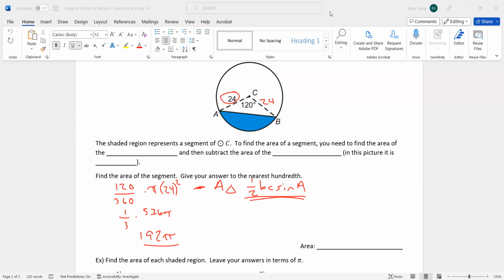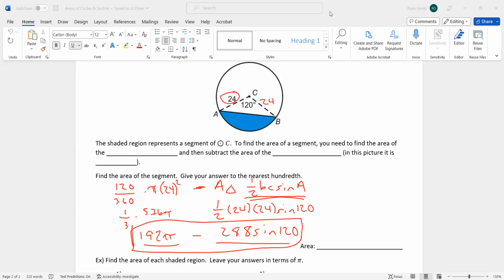I have two sides and the angle between them. So the area of this triangle is 1/2 times 24 times 24 times the sine of 120. All right, I'm not going to round until the very end. So I'm going to do 24 times 24 and then divide that by 2. I get 288 sine 120. So if I'm writing this in terms of pi, I have 192 pi minus 288 sine 120. So that would be my answer in terms of pi.